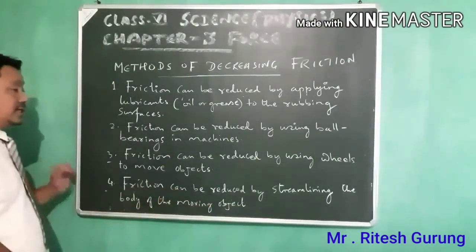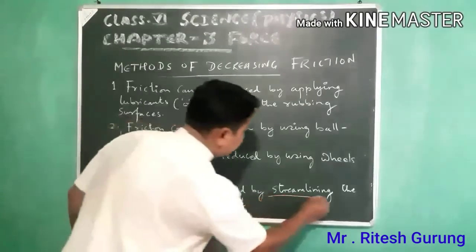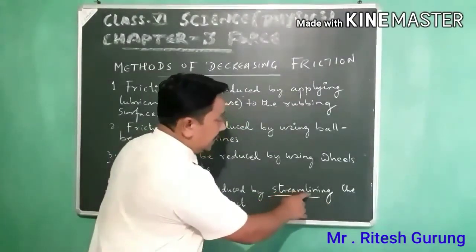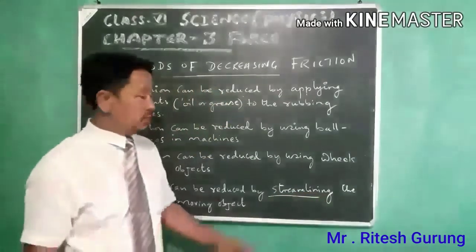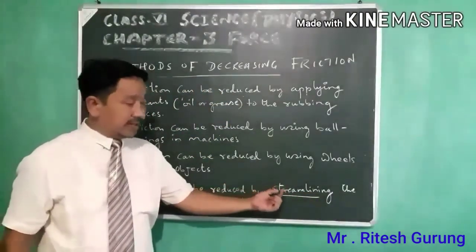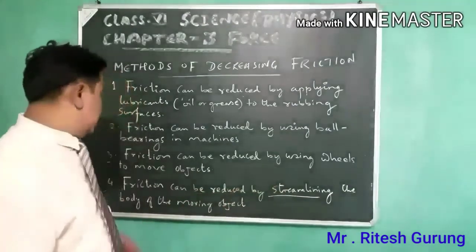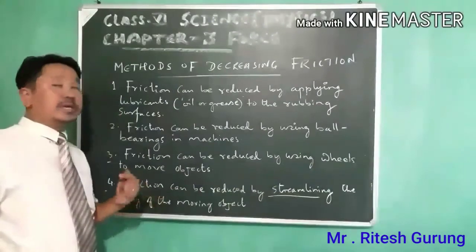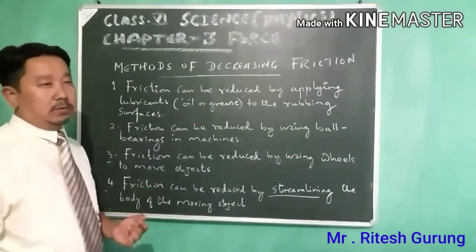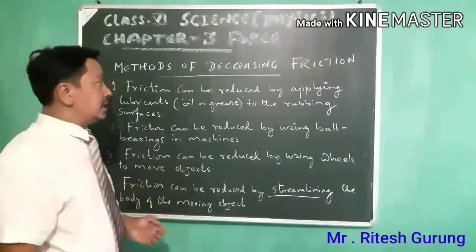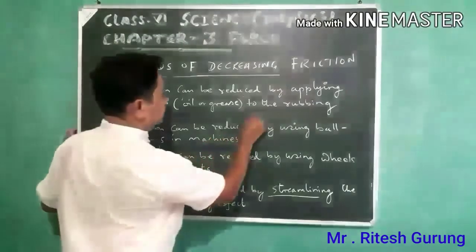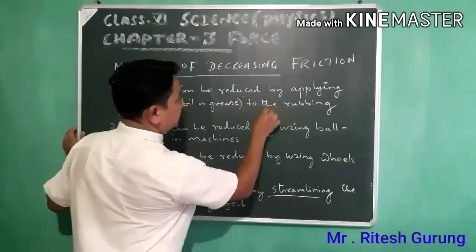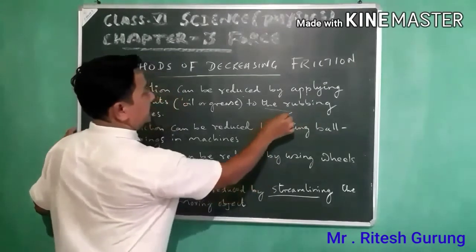The fourth one is that friction can be reduced by streamlining. See here, streamlining. If you can't understand this, you can refer to the book also. Friction can be reduced by streamlining the body of the moving objects. Streamlining means, like this, the frontal part is pointed. Frontal part like this, pointed.